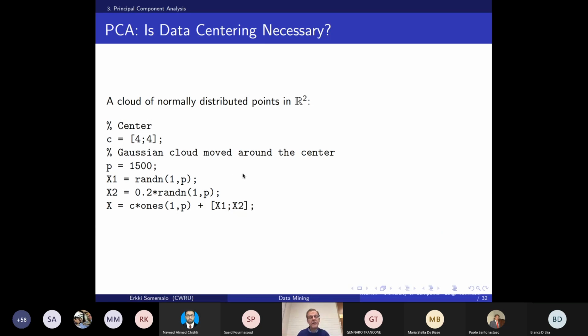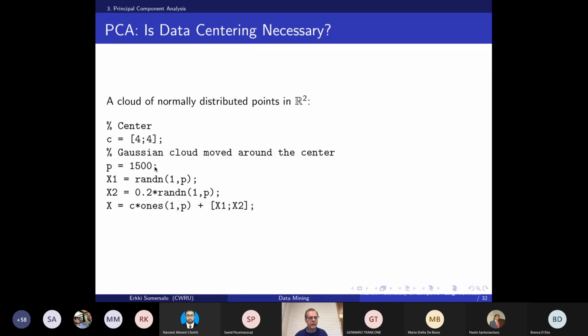So how about the centering? I said that the centering is often done, but it is not necessary. So here is an example. Suppose you have a normally distributed cloud of points. So I have components x1 and x2 that are normally distributed. So I'm using randn.